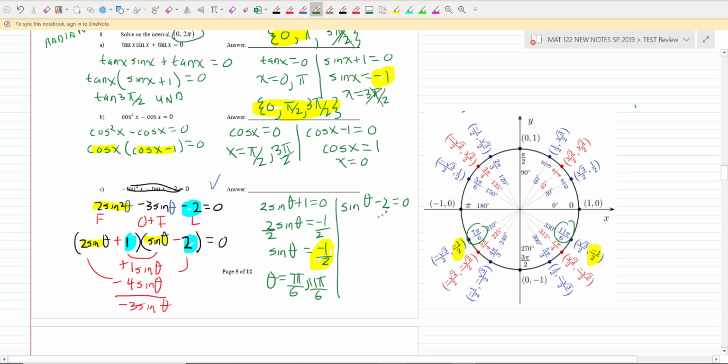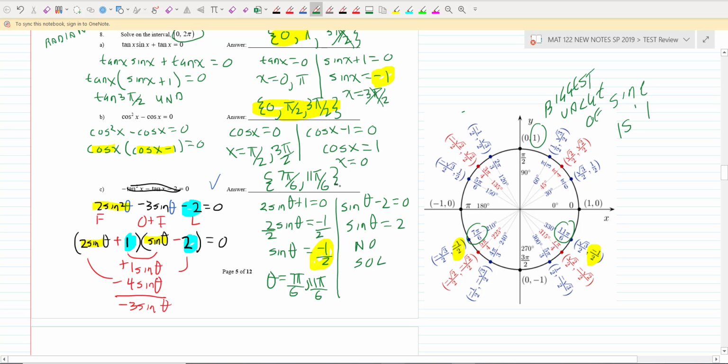Okay, so now we go to the next one. We'd add 2 to both sides, so we'd have sine theta equals 2. So you look on the unit circle and figure out where the sine is 2. It never is. In fact, the biggest value of a sine is 1. So it's never going to be 2, so this has no solution. So then that just means your 2 solutions of this problem are 7 pi over 6 and 11 pi over 6.